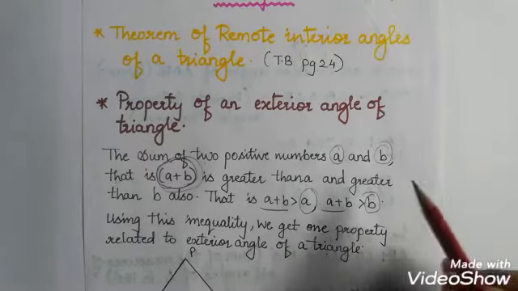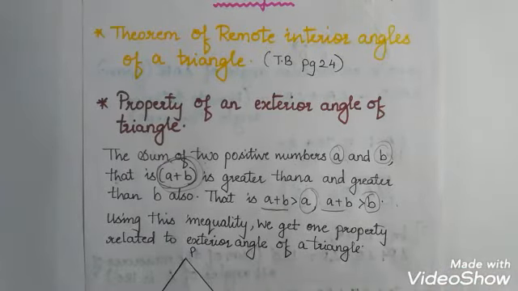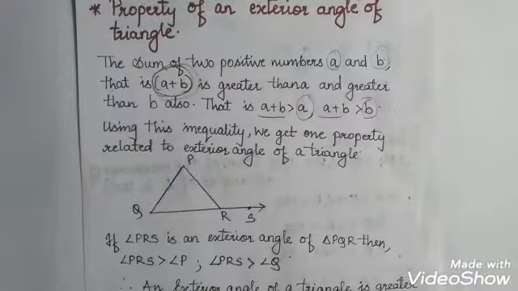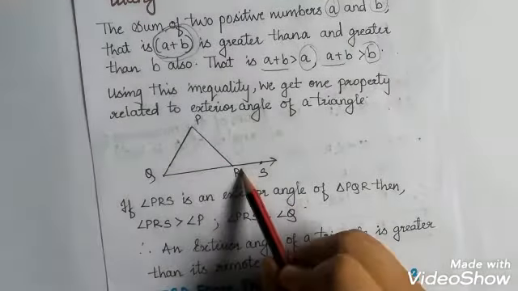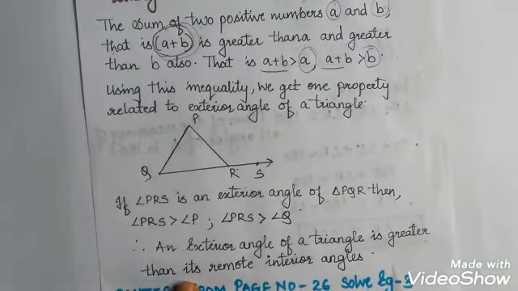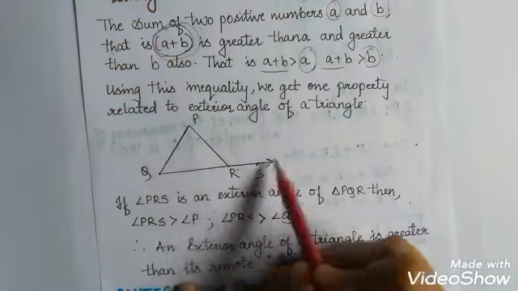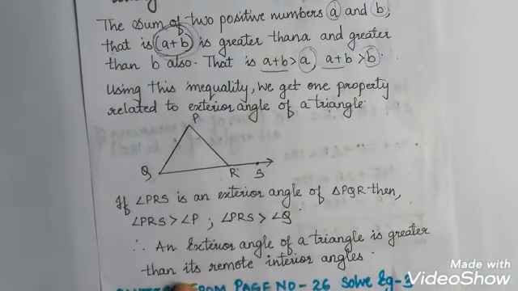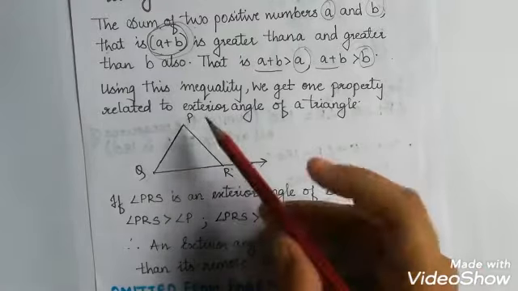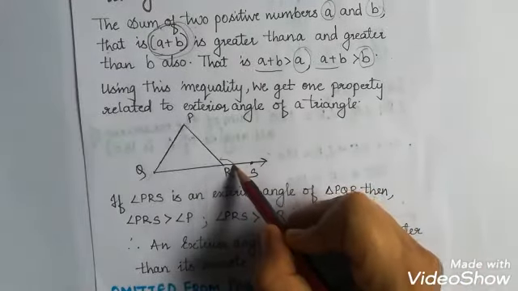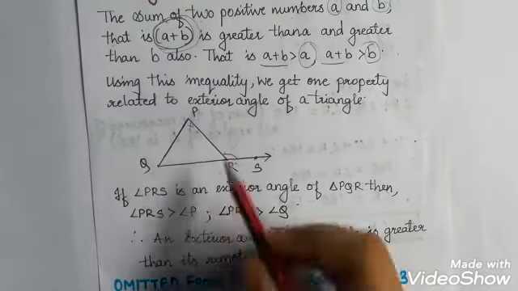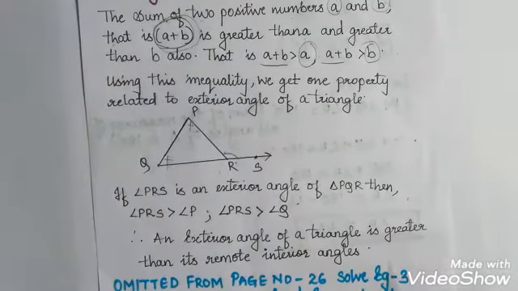So using this rule, let us see the property related to the exterior angle of a triangle. Now we can see in triangle PQR, angle PRS is the exterior angle of the triangle PQR. Since angle PRS is the exterior angle of triangle PQR, I can say that the exterior angle is greater than the remote interior angles. So angle PRS will be greater than angle P, and angle PRS will also be greater than angle Q.